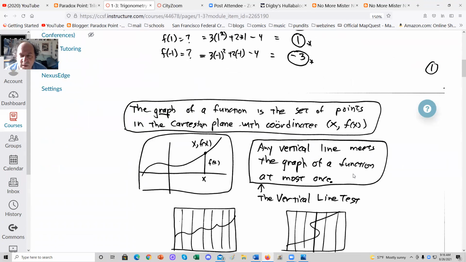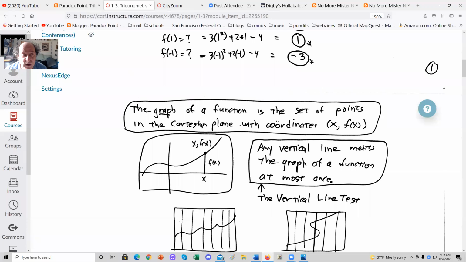The graph of a function is a set of points in the Cartesian plane with coordinates x by f of x. So we say this is for the equation y equals f of x: the set of points x by y, where y equals f of x. A point on the graph is over x and up f of x here.